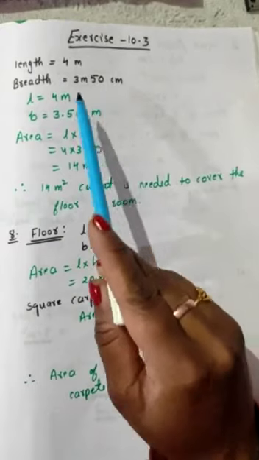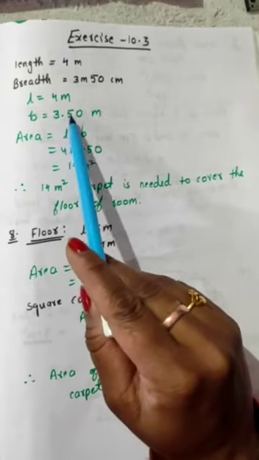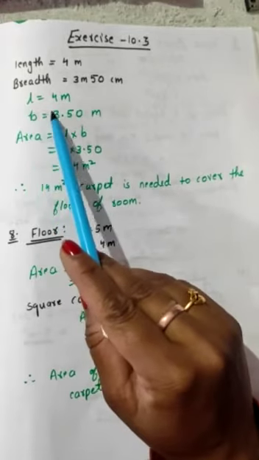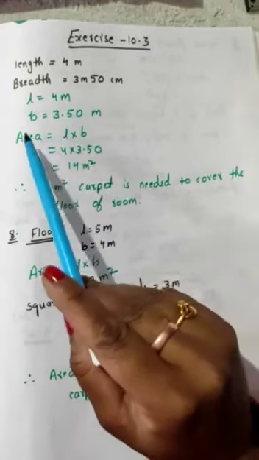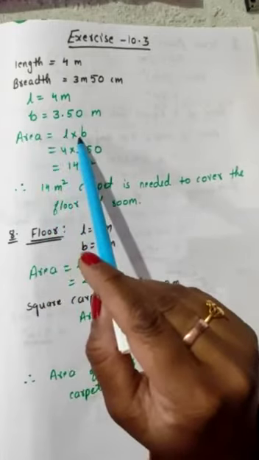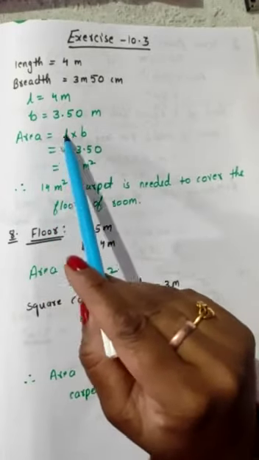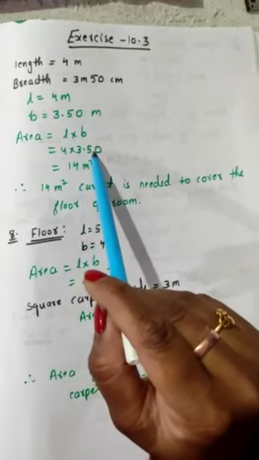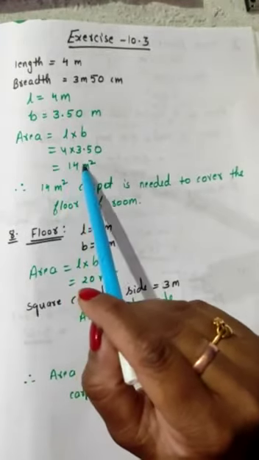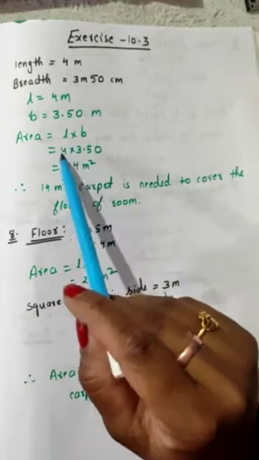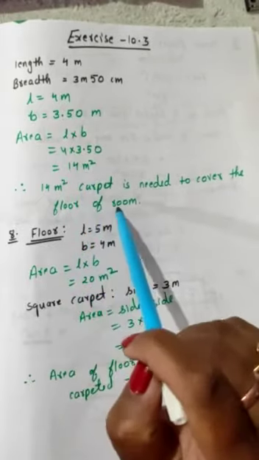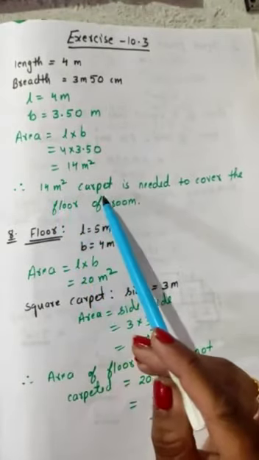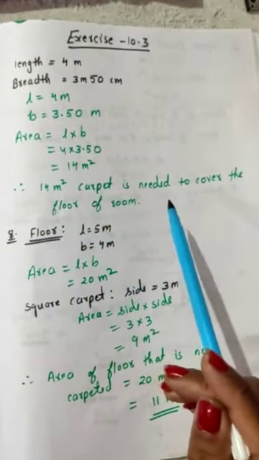So just convert it in meter. It will be 3.50 meters. Length will be 4 meter and breadth will be 3.50 meters. So the area will come as L into B. Just multiply them: 4 into 3.50 gives you 14 meters square. So the area of the floor is 14 meters square. That means if you want to cover the full floor of the room, 14 meters square carpet is needed. So this is question number 7.